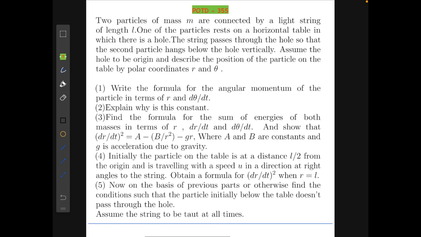So hello guys, here we have problem of the day 355 from the Physics Olympiad Discord server, the link to which is in the description. You can check it out once.